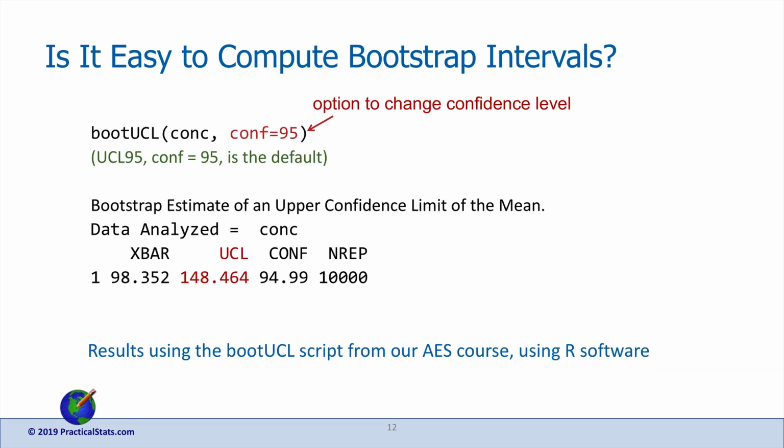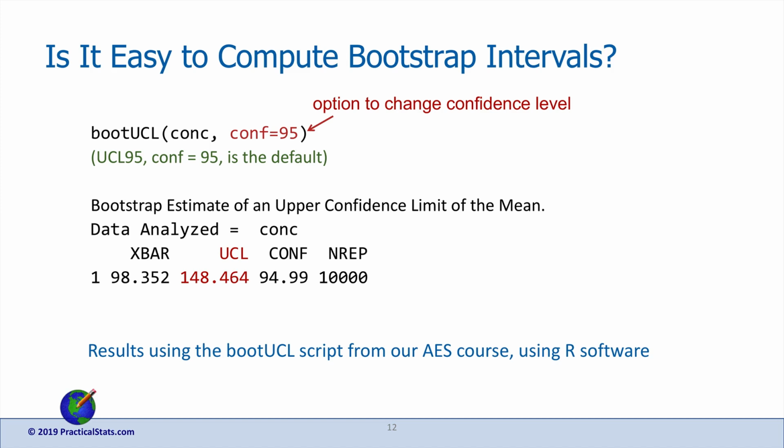Is it easy to compute the bootstrapped intervals? It is with software. Here is the command that we have in the Applied Environmental Statistics course. It's fairly simple. You put in the name of the column of data and the confidence level you want. The default for that is 95. You don't even need to put that in if you want a 95% UCL. And you get back the result. Takes just but a second. So that's pretty easy. R itself has a bit more complicated procedure, but it's still not terrible. I like this one better, of course. So it's easy to do these kinds of things in R.